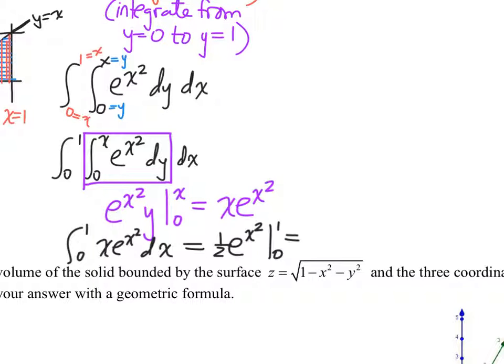All right, so e to the 1 squared is just e, so 1/2 e, minus e to the 0 squared is 1, 1/2.